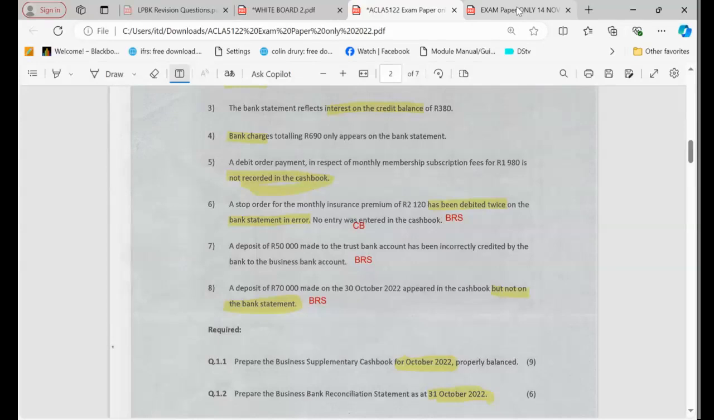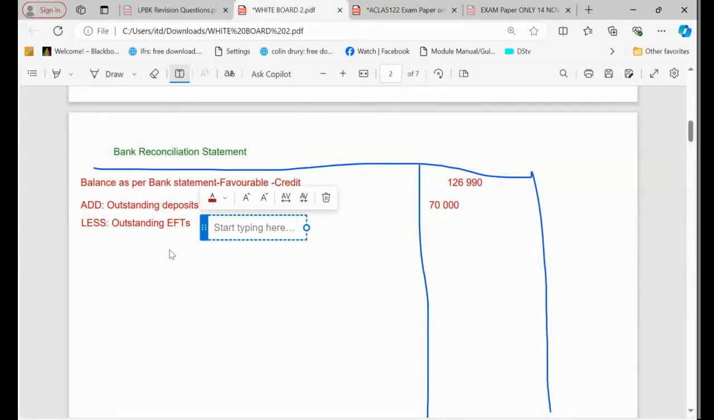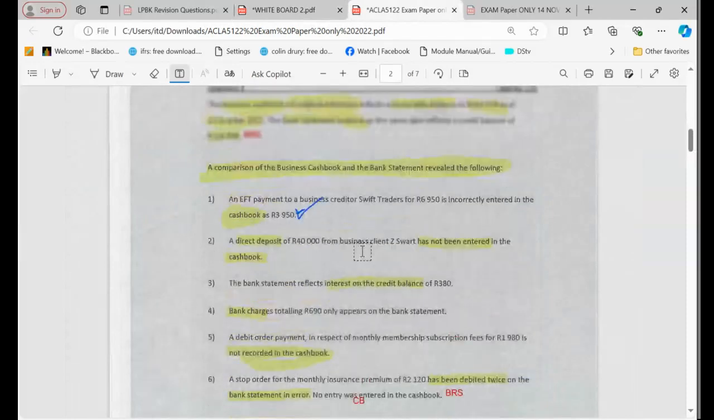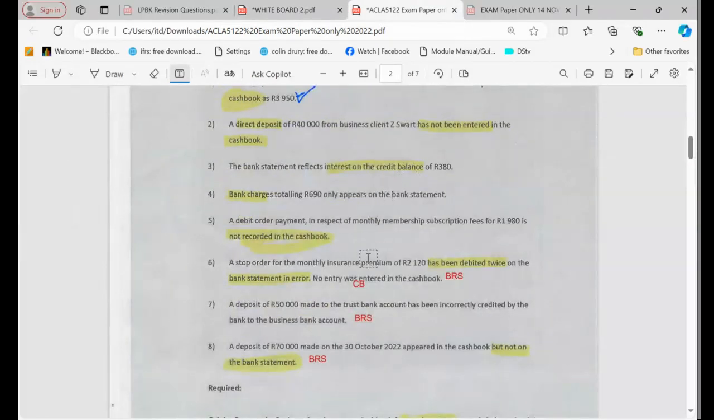After that, obviously, we must go and find any errors. But remember, with errors we don't know whether we're going to less or add. So we have to go first to the errors and check the current errors. Here we've got an error, number 6. A stop order was debited twice.